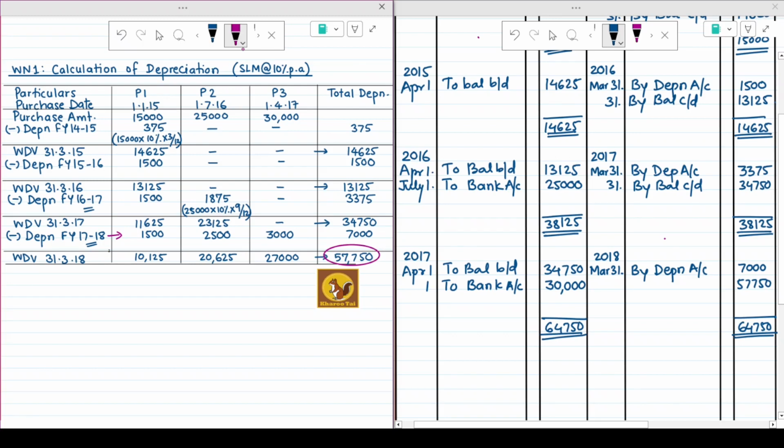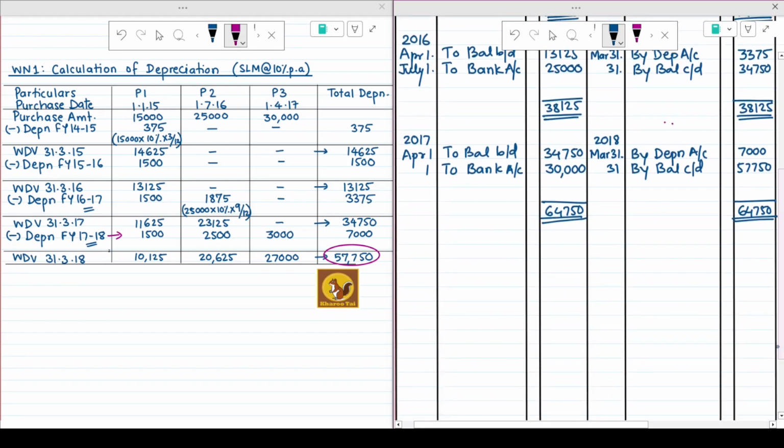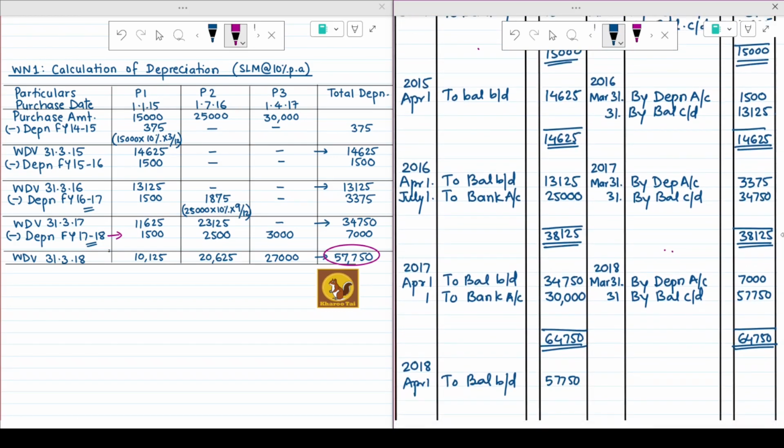So that means our working and posting are correct. So on the last date, balancing amount by balance close down, we will carry this amount forward to next year, 2018 April 1 to balance brought down 57,750. This is the easiest sum of the exercise, I guess.